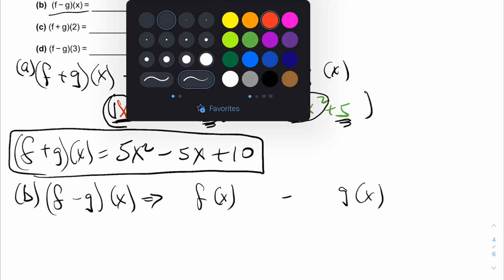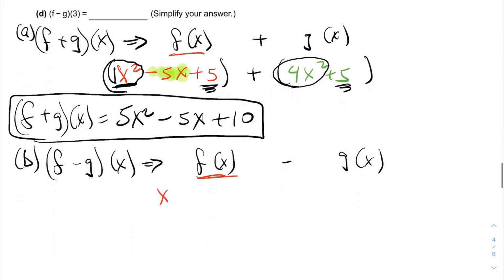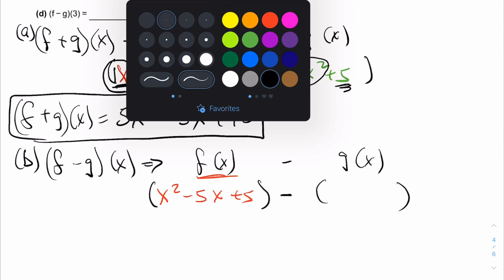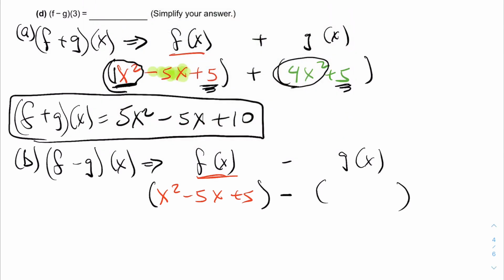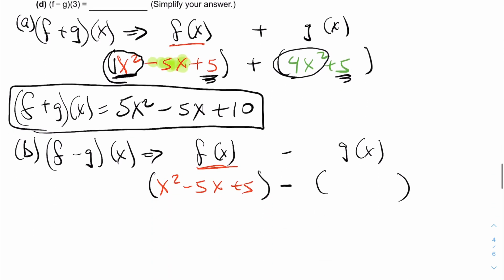Now the first one is in red, and there it is right there. I'm going to replace f of x with x squared minus 5x plus 5. There's my first function, and that is subtracted from my second function. My second function is right here, 4x squared plus 5.